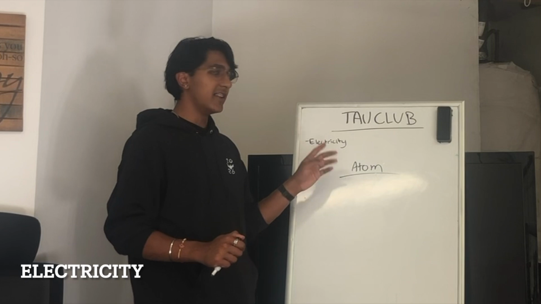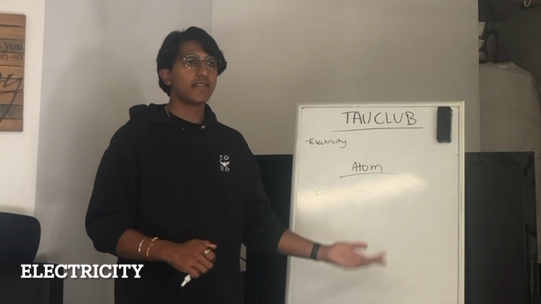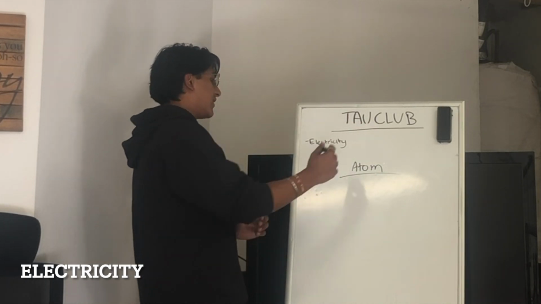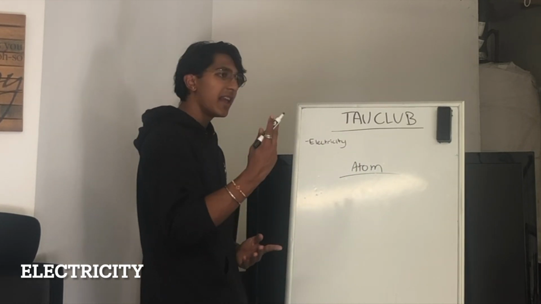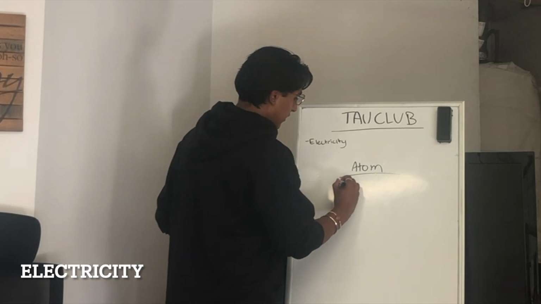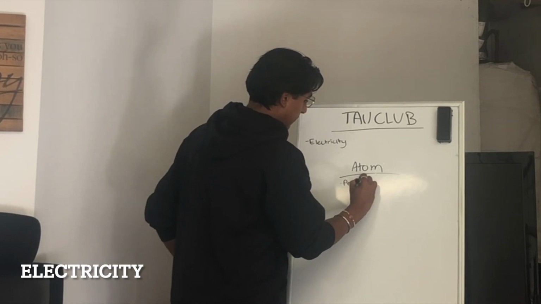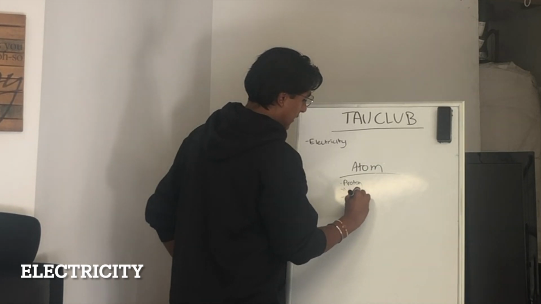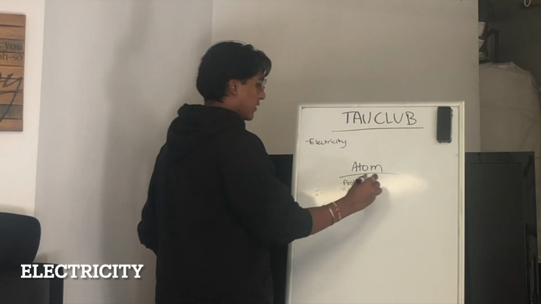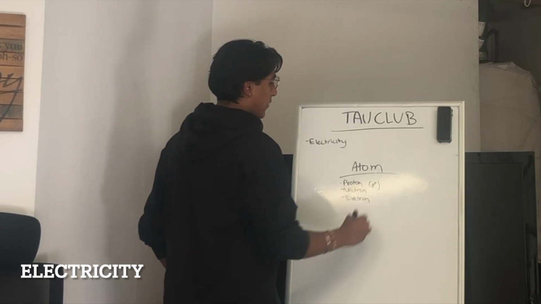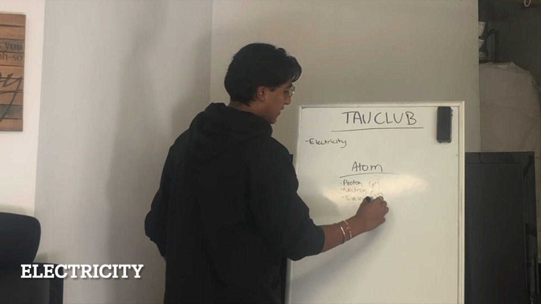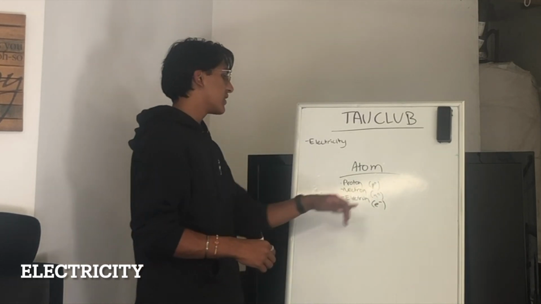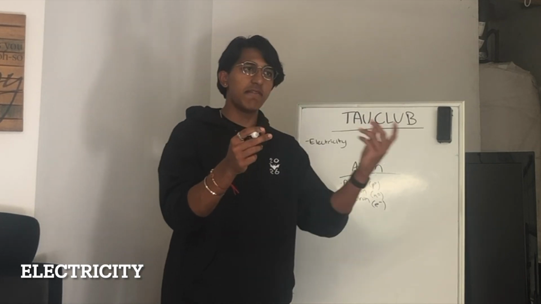However, in recent centuries, it's been discovered that the atom is actually made up of even more particles, right? So the main three particles are the proton, the neutron, and the electron. Okay? The proton has a positive charge, the neutron has zero charge, and the electron has negative charge. So you can think about these charges like in a magnet, you have a north and south pole.